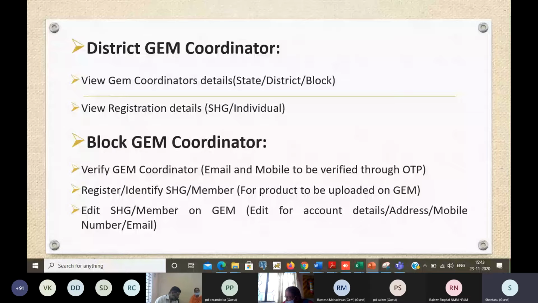I think if you want, I can share the screen details now. At the time the state nodal officer logs into the system, he will be able to see these activities as I explained. These are the links I have discussed. Using the same links, the state nodal officers can do the following activities.